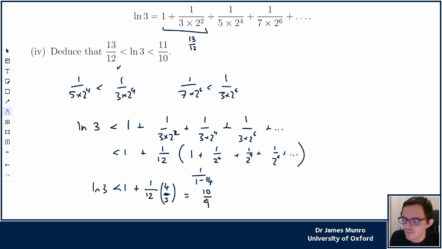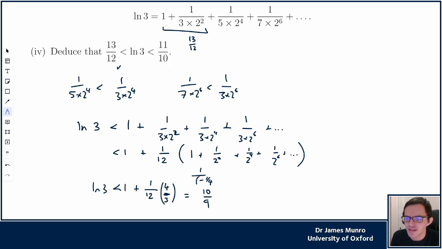Now, unfortunately, 10 over 9 is bigger than 11 over 10. So this is not as good as the thing we've been asked to prove. 11 over 10 is a tighter bound. 10 over 9 is a bit like proving that log 3 is less than a million. I mean, it's better than that, but it's still on that side. We're asked to prove something slightly more impressive.